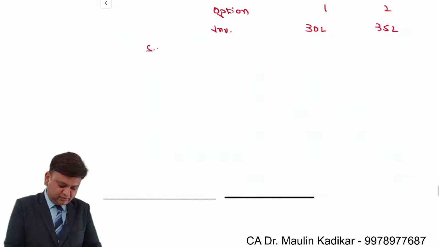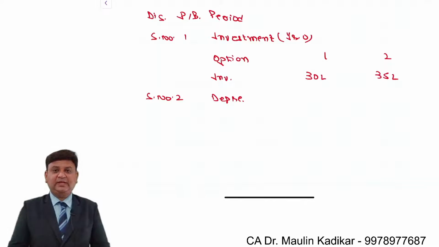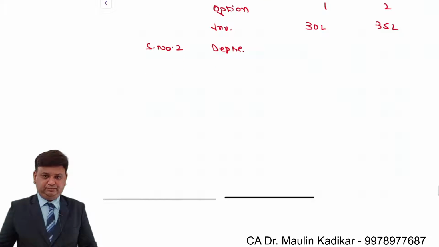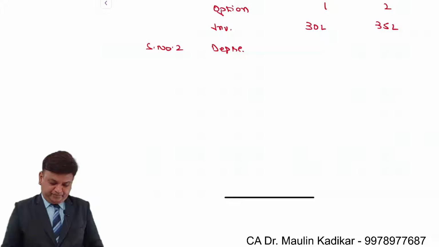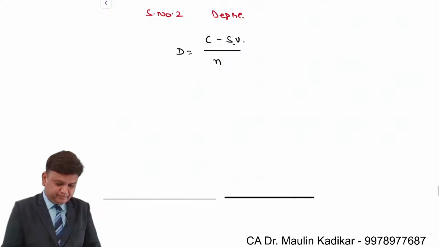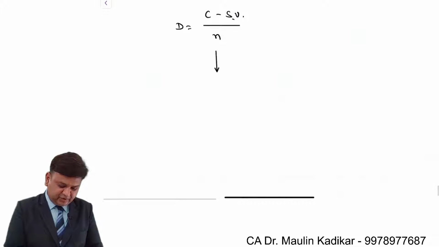Step number 2, depreciation. We have been provided that it's the SLM method of depreciation. So depreciation is equal to cost minus scrap value divided by number of years. For both the options, for option number 1 and for option number 2.